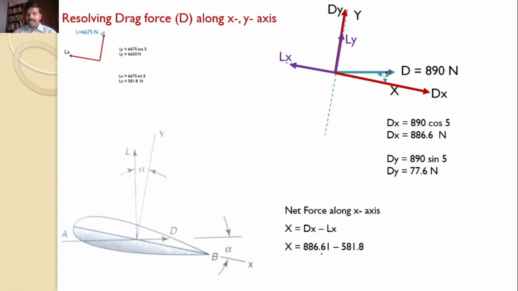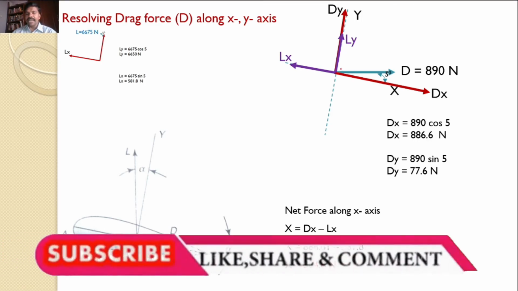That means 886.61 minus 581.8, which gives 304.8 newtons. Net force acting along x-axis is equal to 304.8 newtons. Similarly, let us find the net force acting along y-axis.